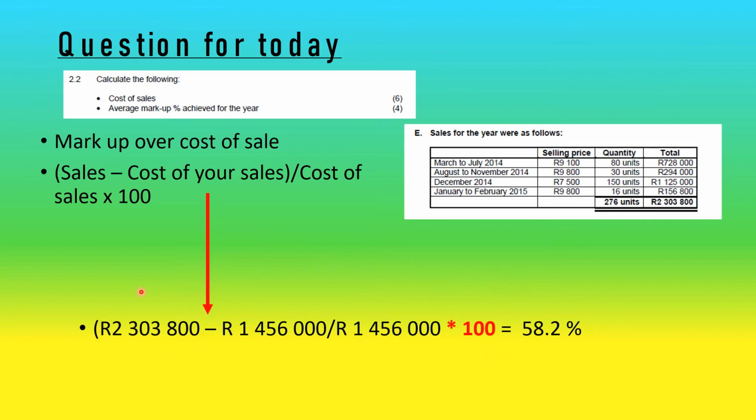So here you've got your sales minus the cost of sales that you've calculated in your previous question. Once again, it doesn't matter if you calculated the wrong amount, but you know that here you'd need to use your cost of sales. You'd be able to get a mark for your markup, and divided by your cost of sales, you'd get another mark, and multiply that by 100, and that would give you your percentage of 58.2%.